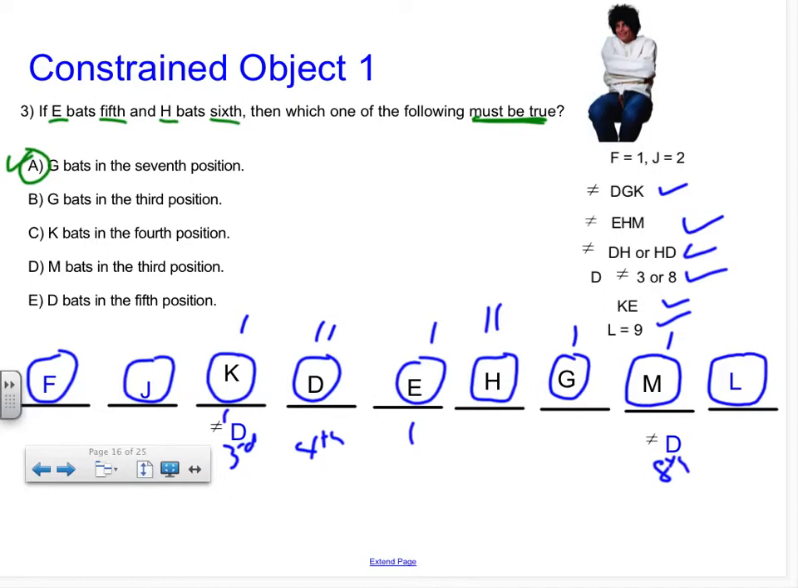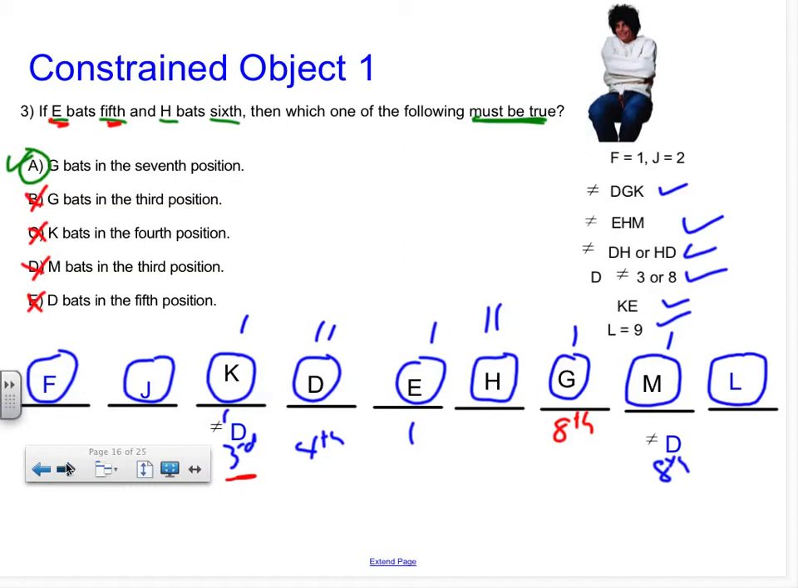So we can quickly look at the other ones. G bats in the 3rd position? Well, no, G is in the 8th position. So B is incorrect. K bats in the 4th position? Well, no, we have K constrained in the 3rd position right here. So C is eliminated. D, M bats in the 3rd position? That's not correct. We have K in the 3rd position. And E, D bats in the 5th position? Well, if you read the question up top, that's not even possible because it says E bats 5th. So sometimes LSAT writers are just checking to see if you're awake and that you're reading the question properly.